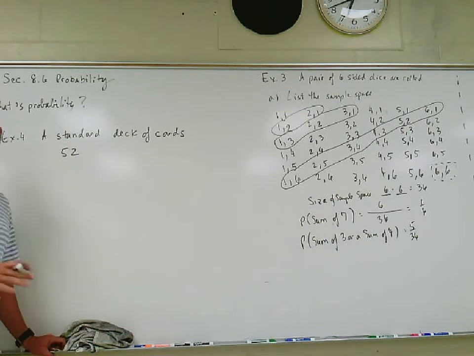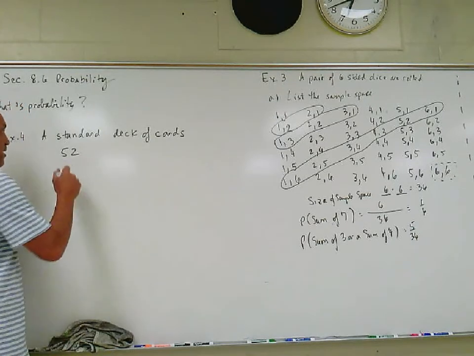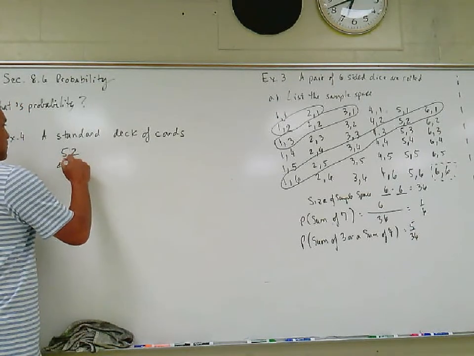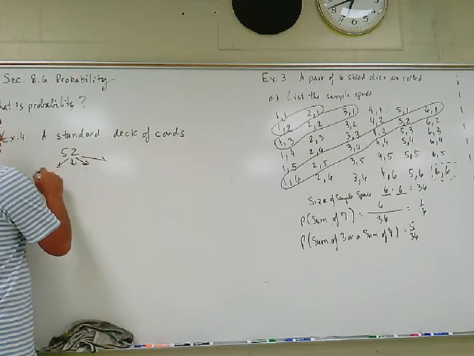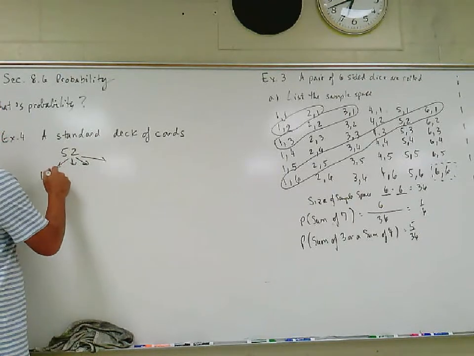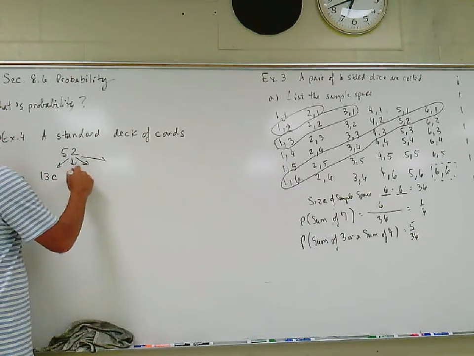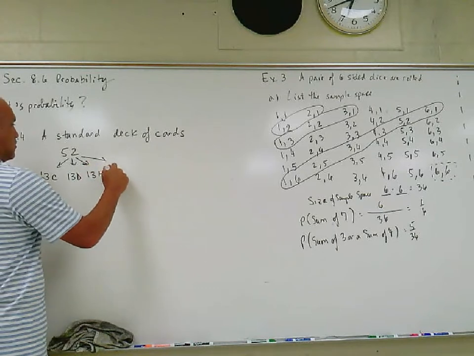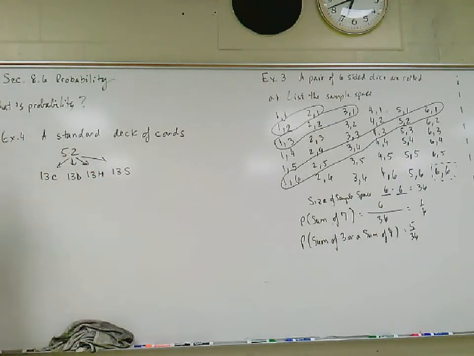How many suits are there? 4. 4 suits. So you have, out of this, you have what? 13 clubs, 13 diamonds, 13 hearts, 13 spades. All right, so there's that. Because remember, it's 2 through 10, Jack, Queen, King, Ace. Okay? And ace is not a face card, by the way. Doesn't have a face on it. All right.